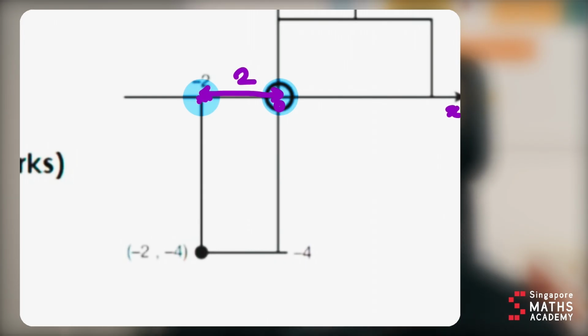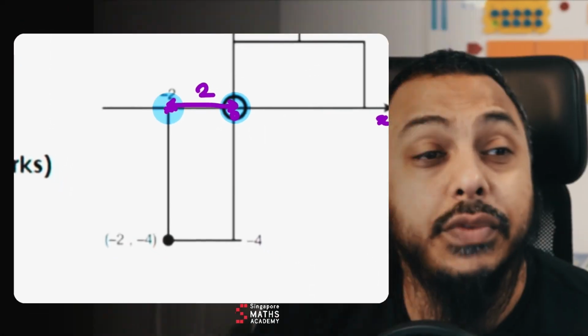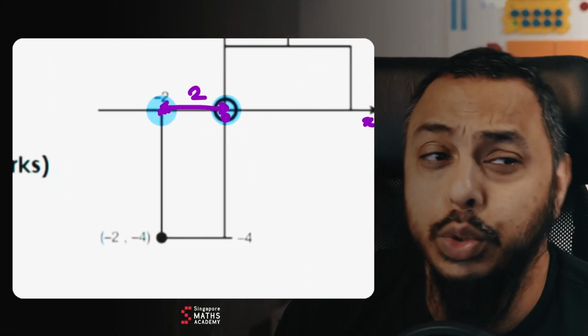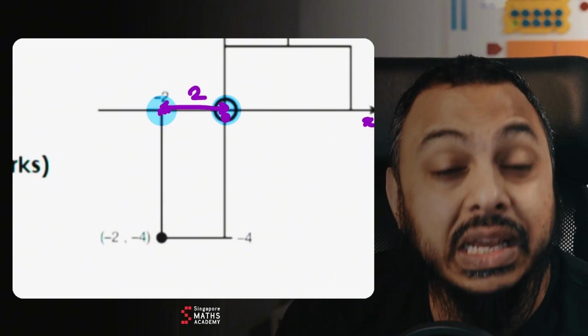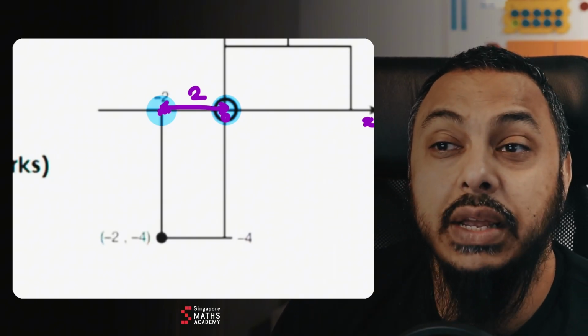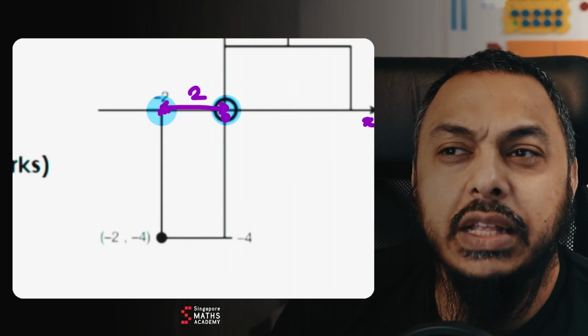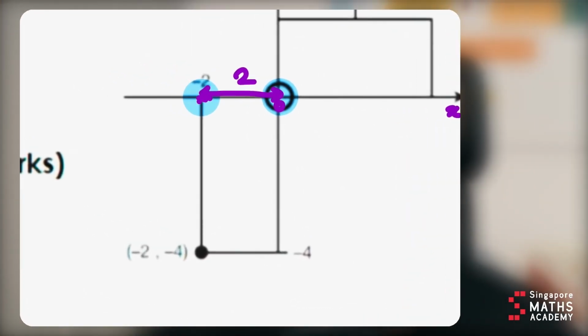We've just worked out the width of the rectangle. Does that make sense? The width of the rectangle is going to be 2. We don't know if it's 2 centimeters or 2 millimeters. It's going to be 2 units, right? So it's 2 units. What about the length? How can I work out this length here? Is it possible at all to work that out?